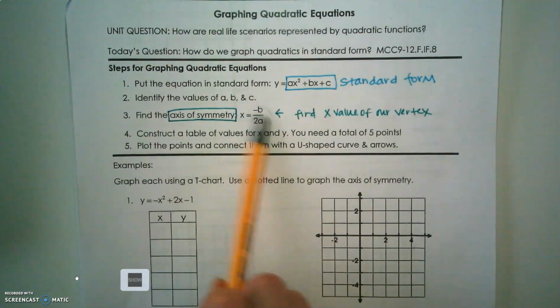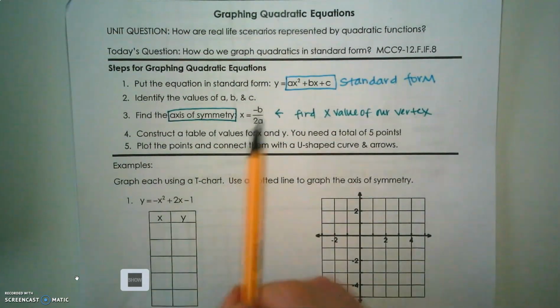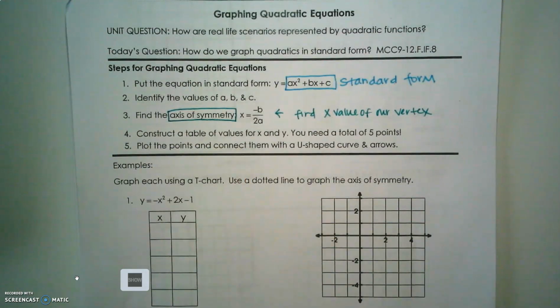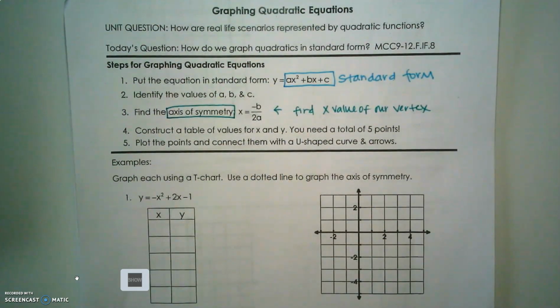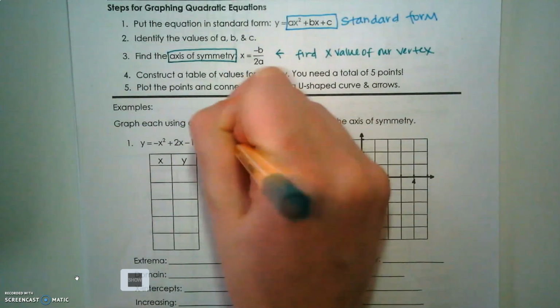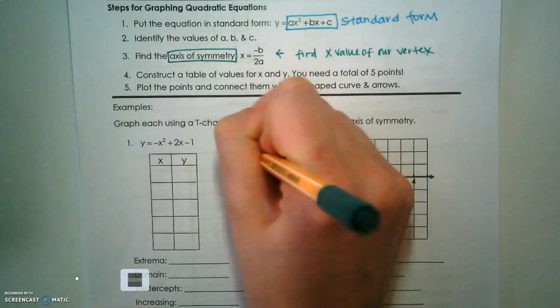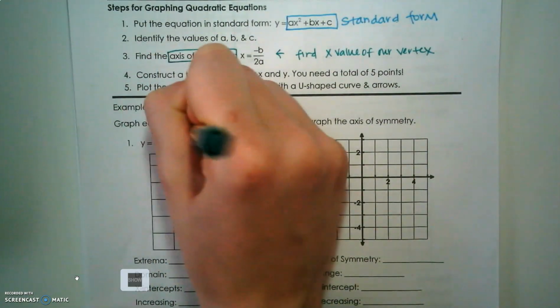Now, this formula should look familiar to you because it's built into the quadratic formula. It's the beginning part of it, the opposite of b over 2a. So we're going to find the x value of our vertex first. So let's look at an example. So I'm going to write in our formula x equals the opposite of b over 2a. I'm going to remind ourselves this is a, b, and c.